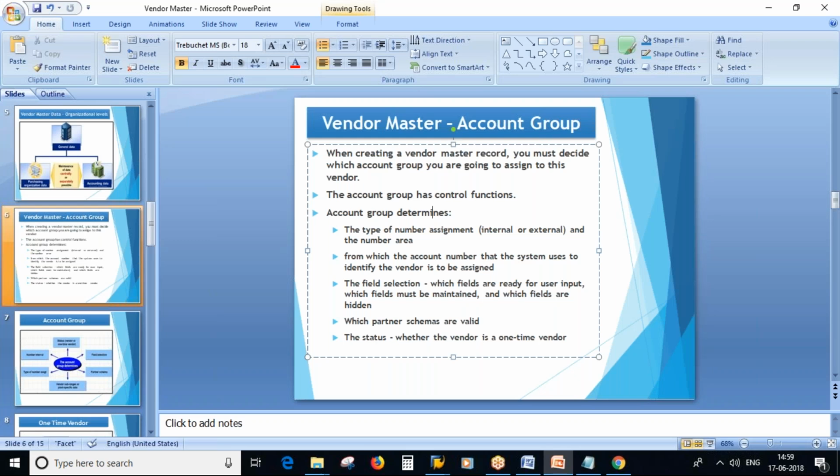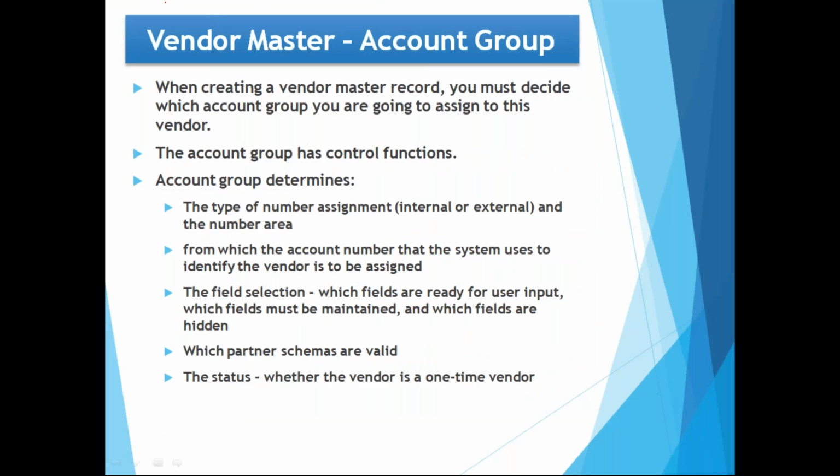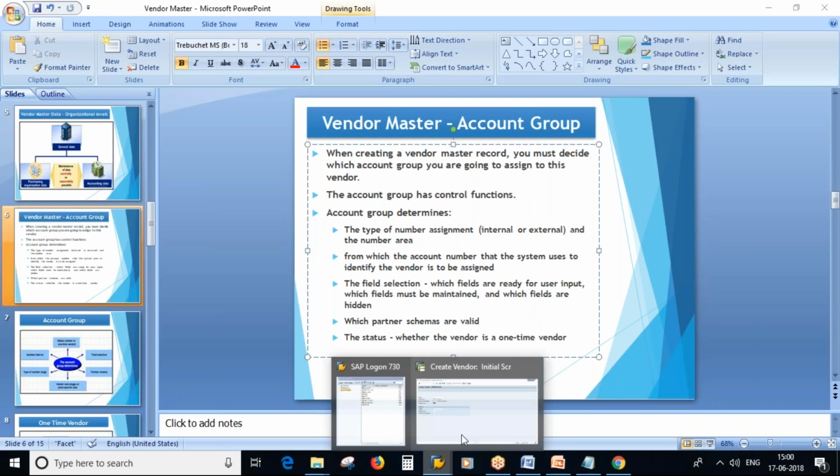When creating a vendor master record, you must decide which account group you are going to assign to this vendor. The vendor account group tells you what type of vendor you are creating: a normal vendor, a one-time vendor, only an invoicing party, or only the goods supplier. All those things will be decided by the account group. The account group has control functions, like it controls the type of number assignment, internal or external, and the number range.